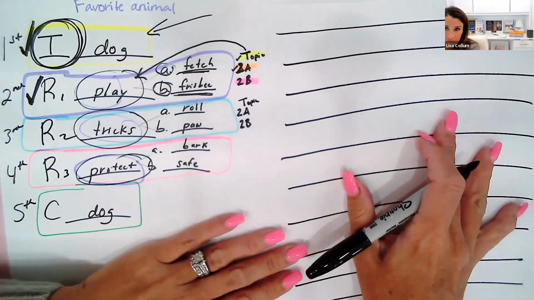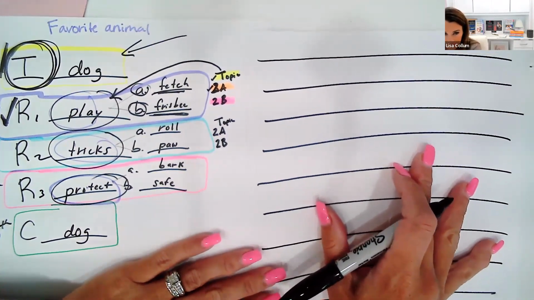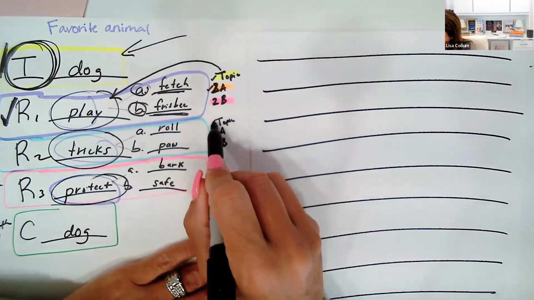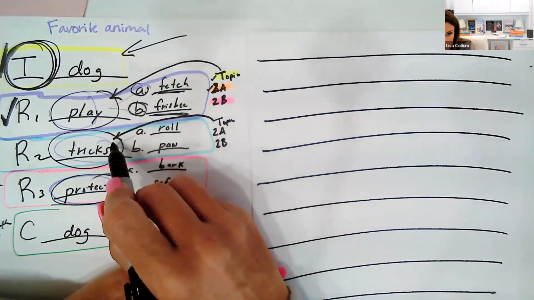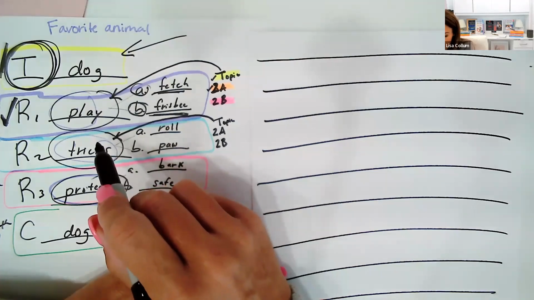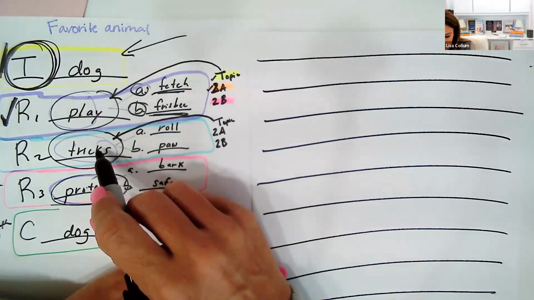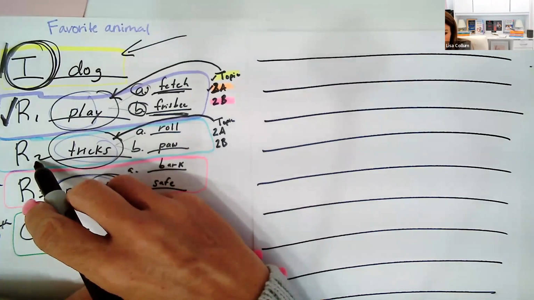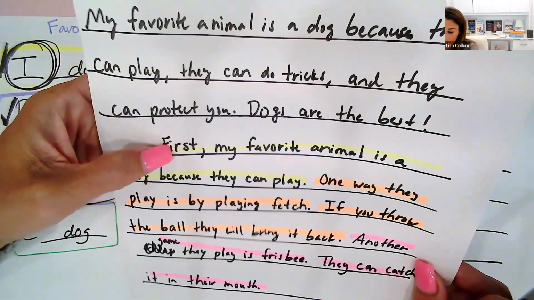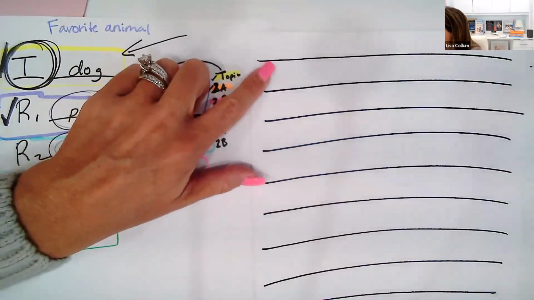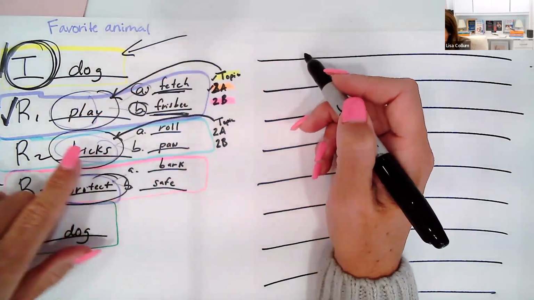Okay. So let's write this paragraph. My topic, watch where my marker is. My topic is tricks. So I have to write a sentence that says I like dogs because they do tricks. Since this is R2, I'm going to start with the transition word second. Because remember, over here, for R1, I started with the transition word first. See right here, first? Now I'm going to start with second. And I'm going to indent because it's a new paragraph. This is a whole new paragraph.